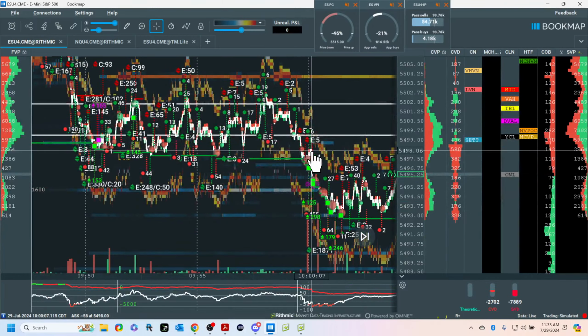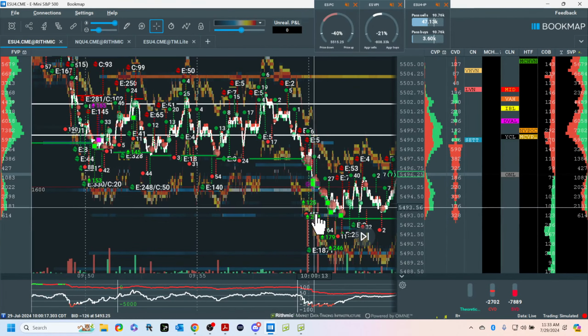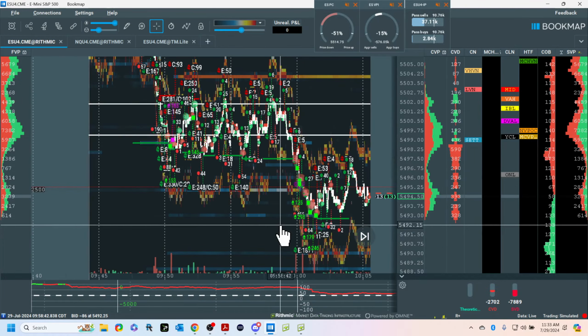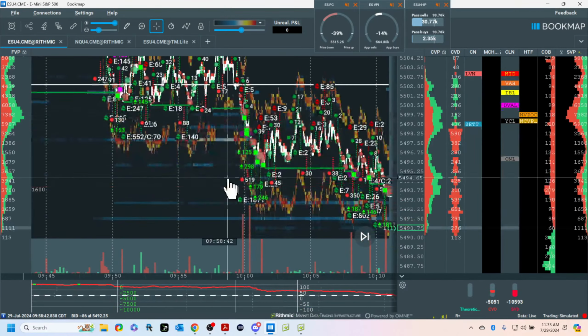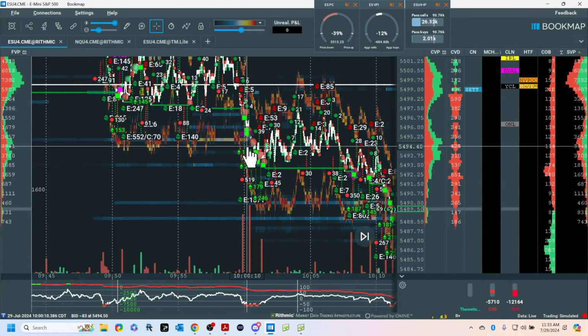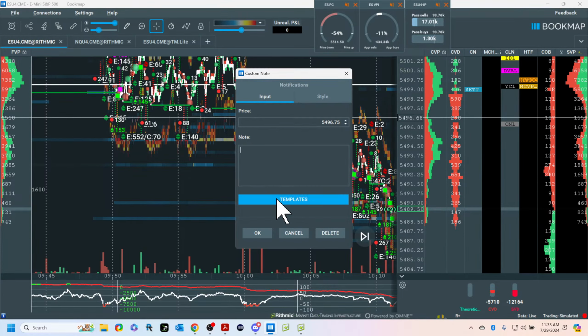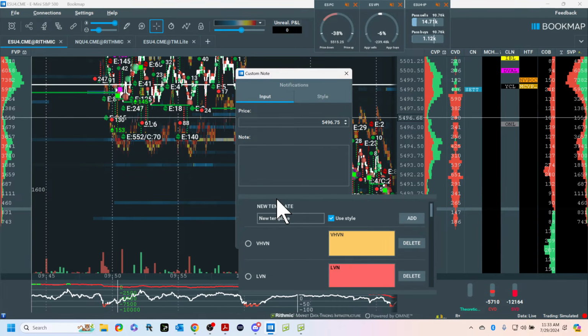I see absorption. Let's watch a lot of absorption now. This might suggest counter rotation. Let's watch it. What do I get here? Micro high volume. I'm now under this distribution. I'm going to label it low volume node. We'll just see what happens, okay?